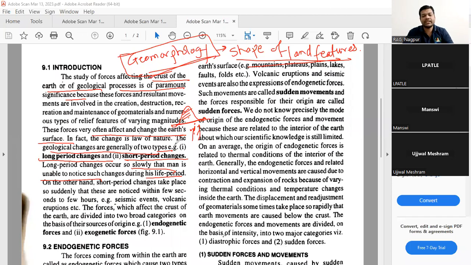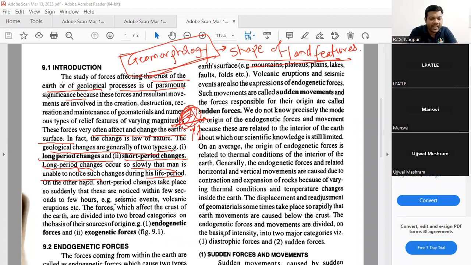Or there is a hill, and one fine morning you see that there is no hill at all. So this kind of process cannot happen suddenly, right? These processes or these changes are called long period changes, which take a very large amount of time to occur.